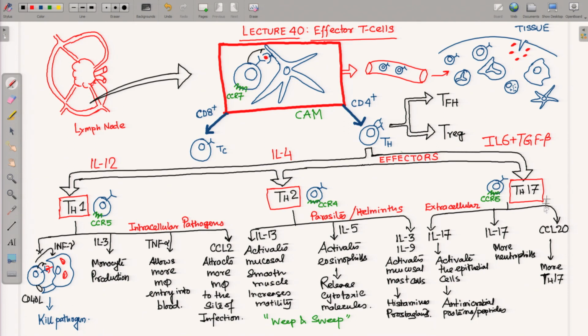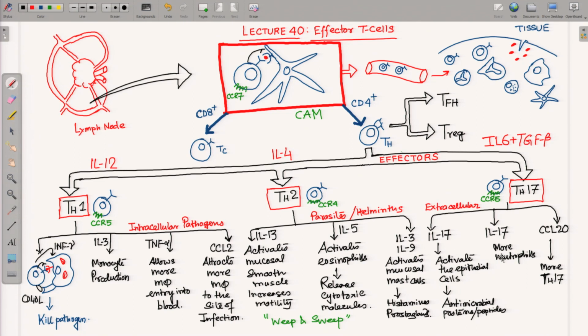And thirdly, the Th17 cell types are mostly dealing with extracellular pathogens. They induce the epithelial cell to produce a lot of antimicrobial proteins. They are also the major producers of interleukin 17, which attracts more neutrophils to the site of action, and they also attract more of the Th17 cell type to the site of action.